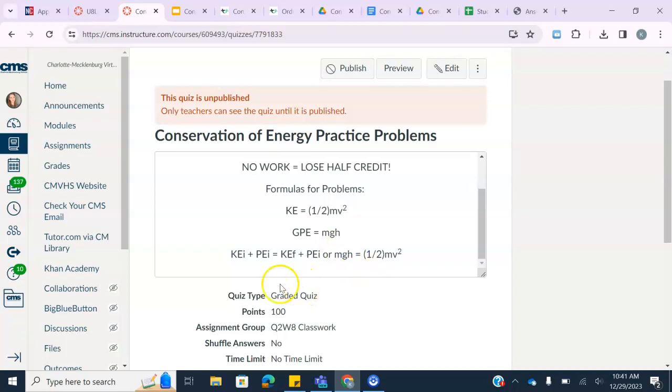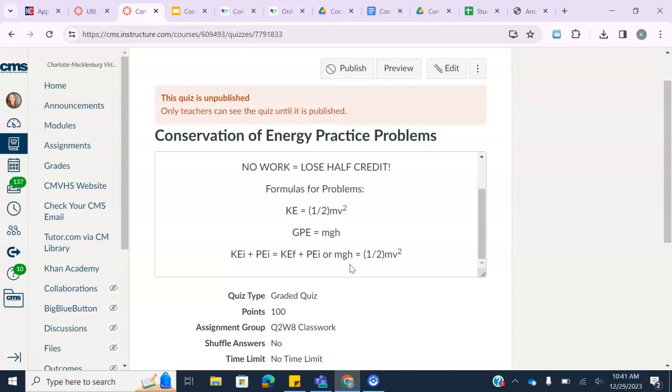Okay, and then also for the conservation of energy, remember that energy is conserved. It's neither created nor destroyed. So there's 2 different ways to represent this. So the initial kinetic energy plus the initial potential energy will be equal to the final kinetic energy plus the final potential energy. Also, this can be demonstrated as our GPE is equal to our kinetic energy.